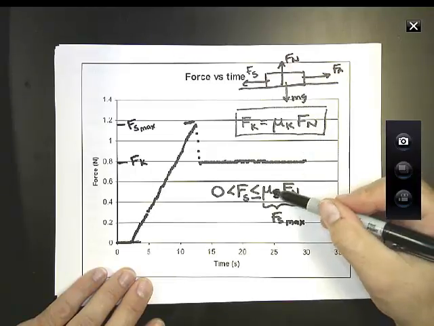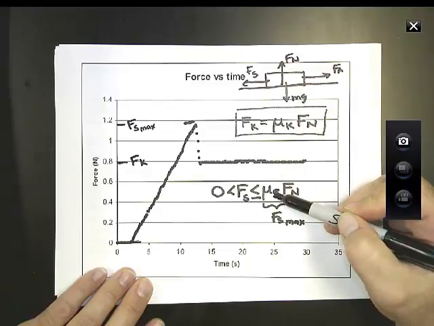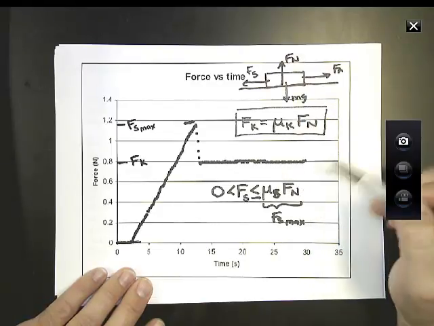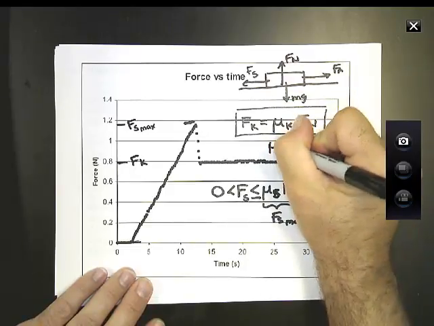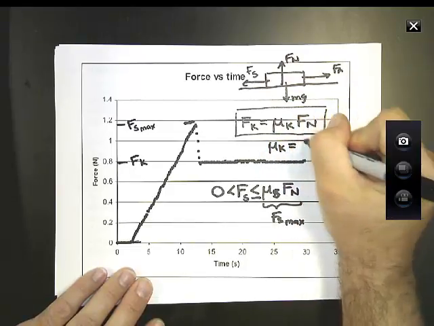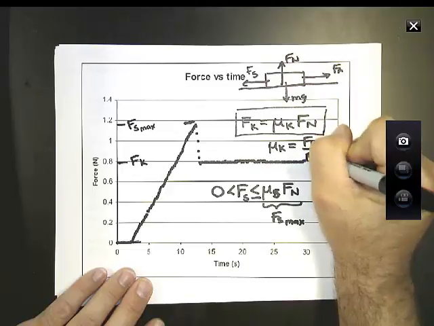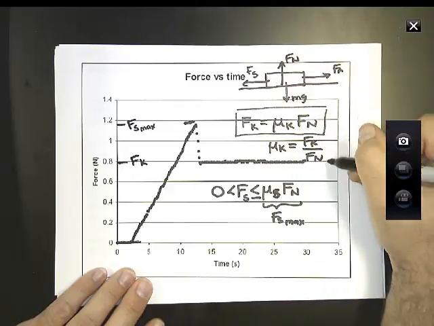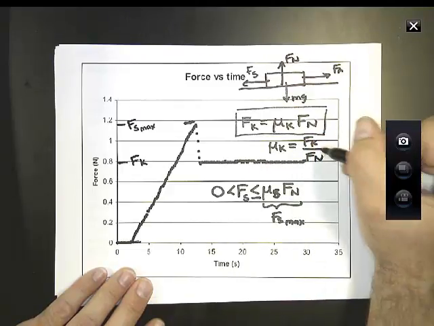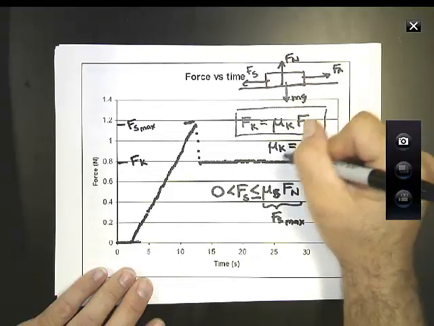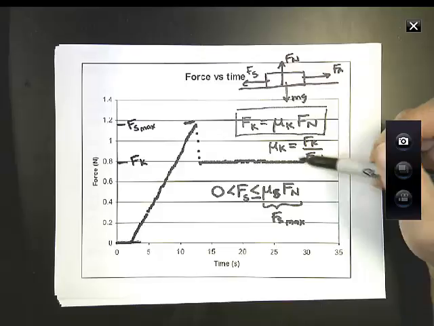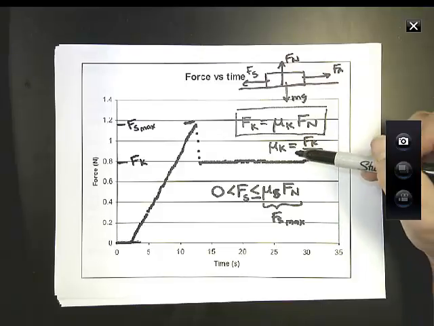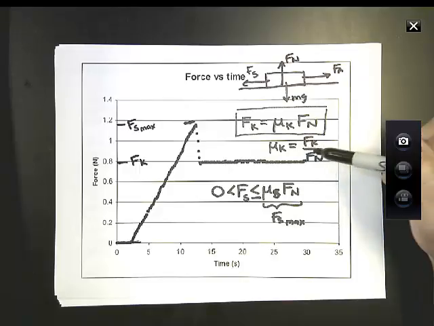Now remember, the coefficient of kinetic and the coefficient of static friction is a constant. It has no units, because if you solve for it, check it out. Mu sub k is equal to F sub k over F sub n, and both of these quantities are measured in newtons. So newtons over newtons gives us a dimensionless quantity, which gives us kind of a feel for how much friction, what the surface characteristics are between two different materials.